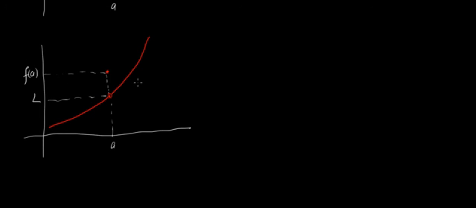So in other words, this graph is not continuous at a because the limit of our function as x approaches a is not equal to f of a. So when we put a into our function, we don't get the limit, we get something different. We get this value up here, whereas our limit is down here.